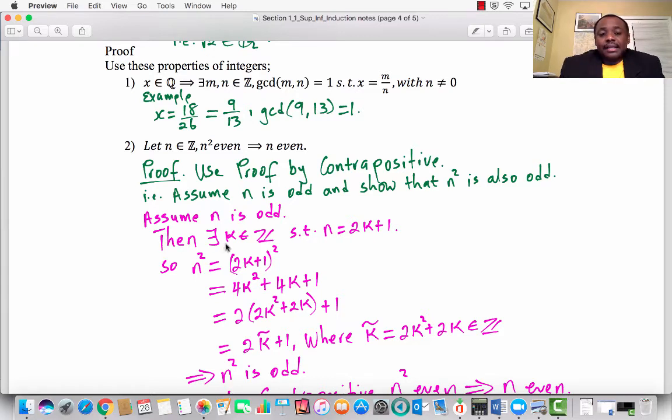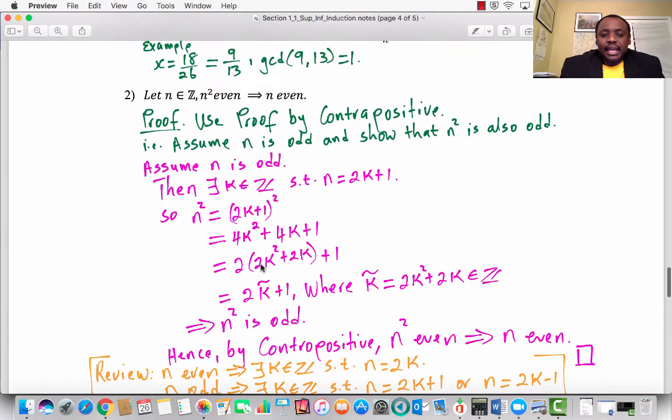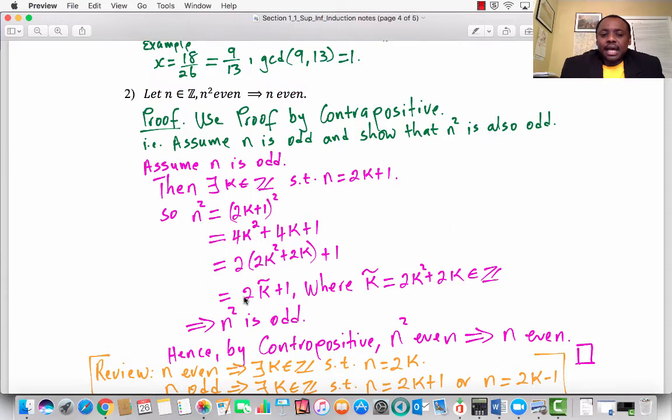Then there exists an integer k such that n can be written in the form 2k plus 1, and n squared in that case would be (2k plus 1) all squared, and my little friend algebra breaks that down into 2k-tilde plus 1, where k-tilde is 2k squared plus 2k. So I have succeeded to write n squared in the form 2k-tilde plus 1, where k-tilde is an integer, and that means n squared is odd. Therefore, by contrapositive, n squared even implies n even.